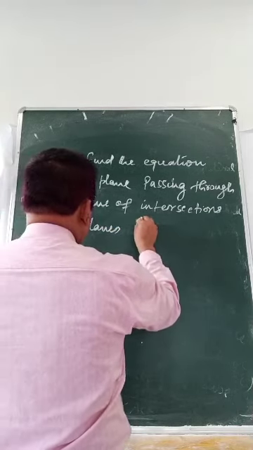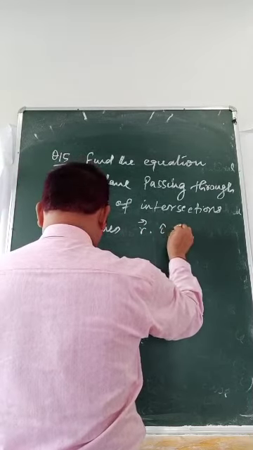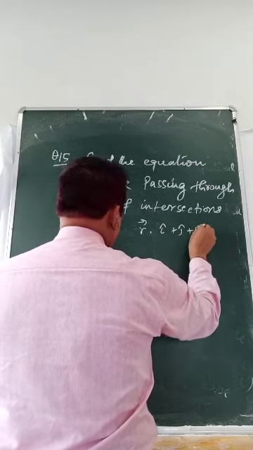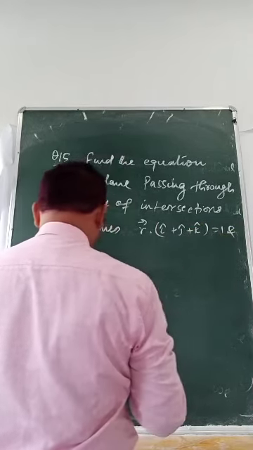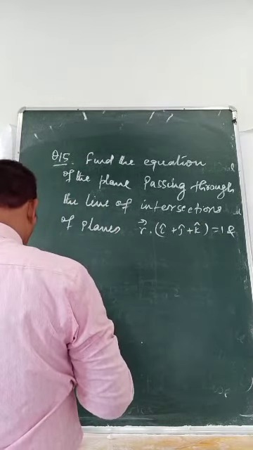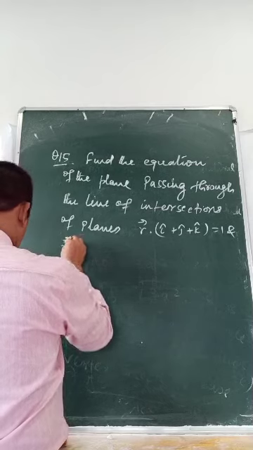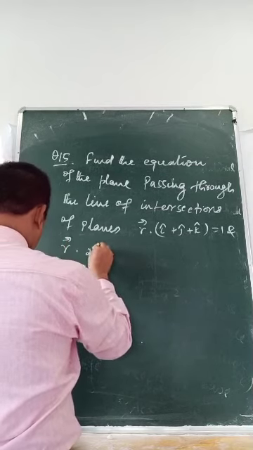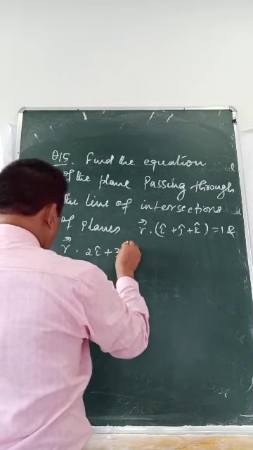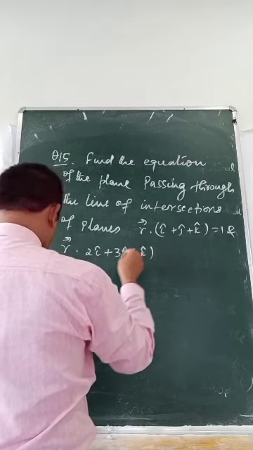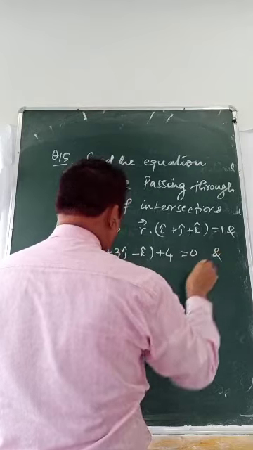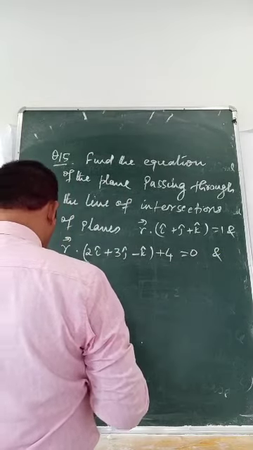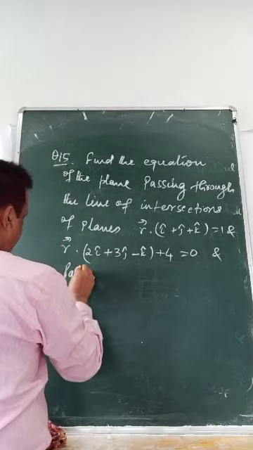R dot (i plus j plus k) equals 1 and R dot (2i plus 3j minus k) plus 4 equals 0, and parallel to x-axis.